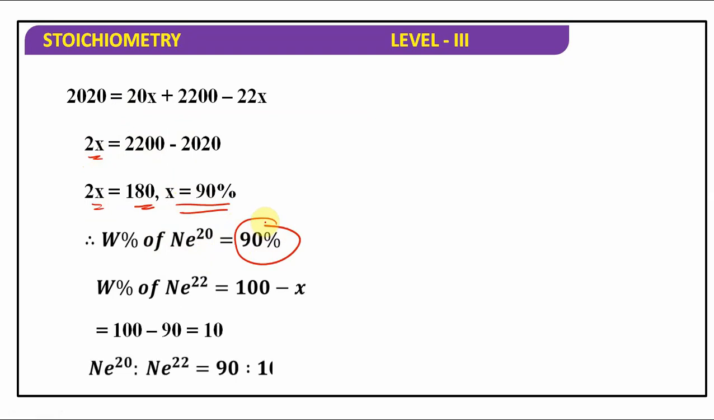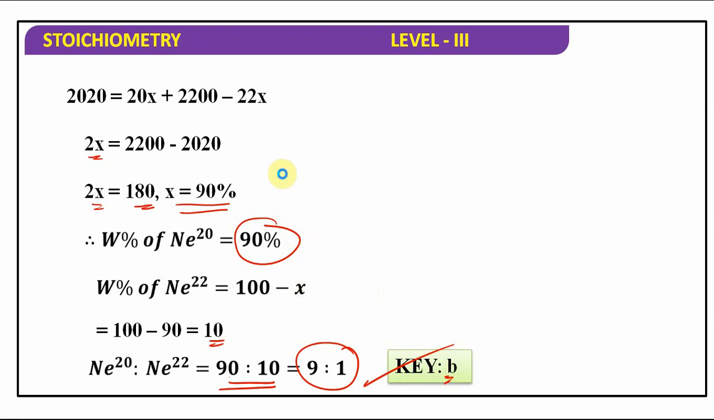So X is 90%, in the sense neon 20 abundance is 90%. Then what about neon 22? That is 100 minus X, which gives you 10. Then the percentage abundance ratio will be 90 is to 10, that gives you 9 is to 1. Understood? This is the way to solve it, and these numericals are very important for state CET examinations, any CET, common entrance test. So option B is the correct answer. Is it clear for you children?